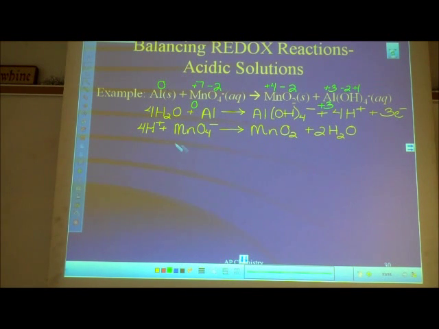Okay? Let's do the same process down in this second equation. Tell me what the overall charge on the left-hand side is for this one. +3. And how about the right? 0. So how do I fix that problem? What do you think? You got it. Add 3 electrons on the left.